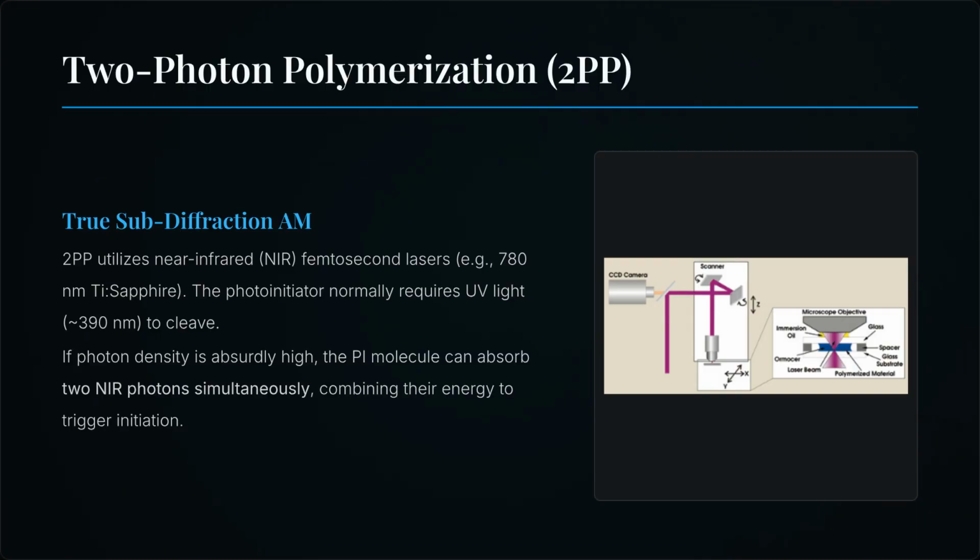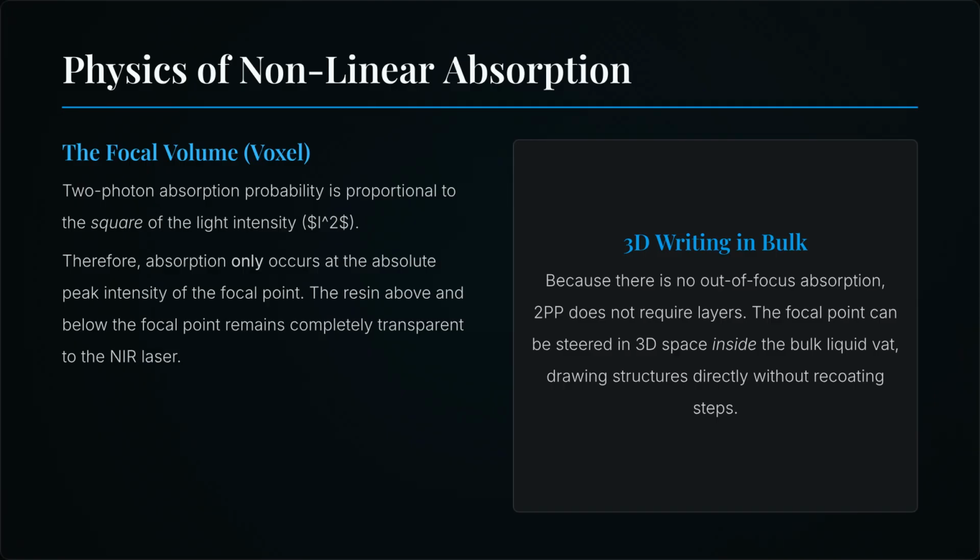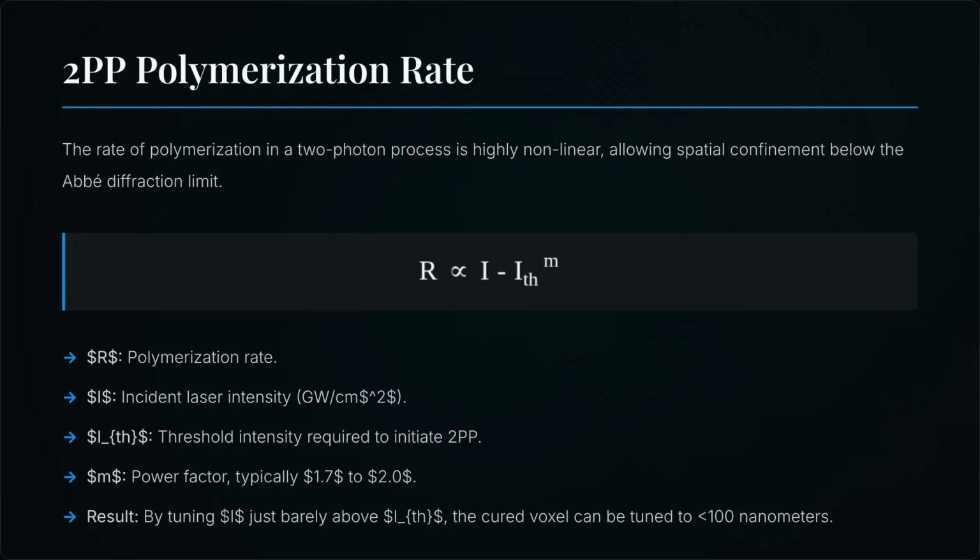By absorbing two photons simultaneously, initiation only occurs at the focal point. Since absorption scales with the square of light intensity, 2PP allows for true 3D writing inside the resin volume, effectively removing the need for layer-based construction. This nonlinear process enables extreme spatial confinement, allowing us to create nanometer-scale features, pushing the limits of additive manufacturing.